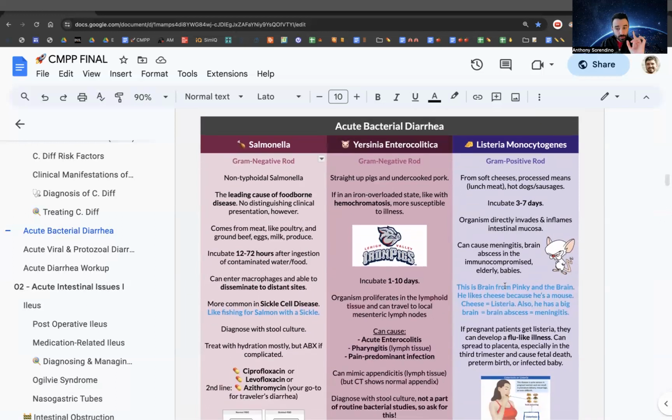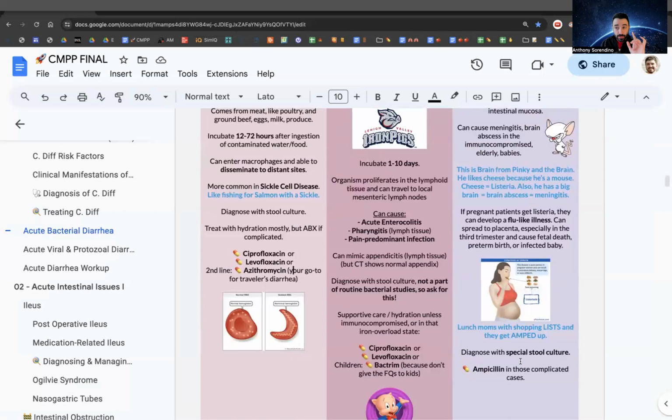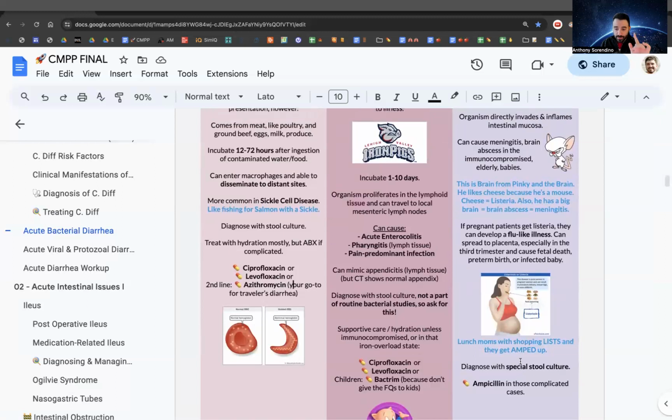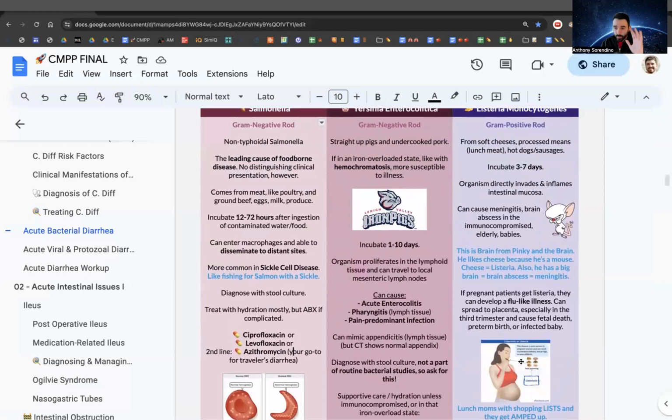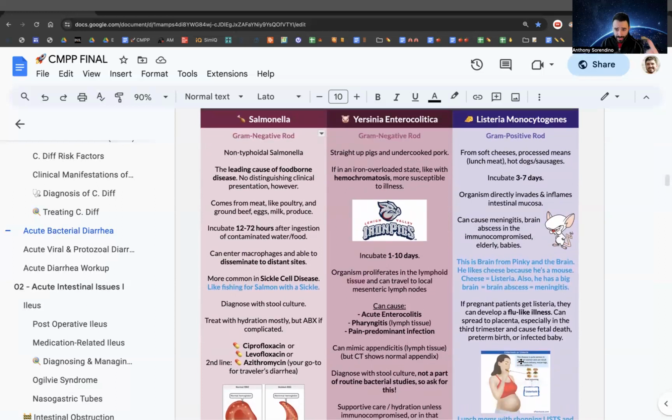Okay, last here for the acute bacterial diarrhea is Listeria. This is gram-positive, which is why the treatment is going to be a penicillin. It's going to be ampicillin in the complicated cases. Some huge buzzword things with this. Listeria can cause meningitis and a brain abscess.